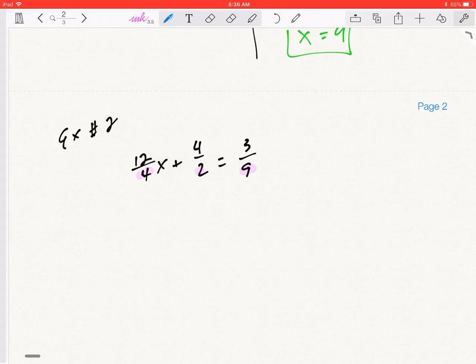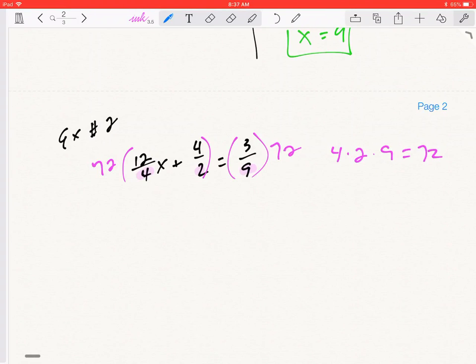Okay, so I'm going to say 4 times 2 times 9, which will give me 72. Now, I know that seems like a really big number in terms of handling this, but it's going to be okay. We have calculators, and it's going to make it easier for us in the long run. So I'm going to multiply both expressions, my entire equation, by 72.